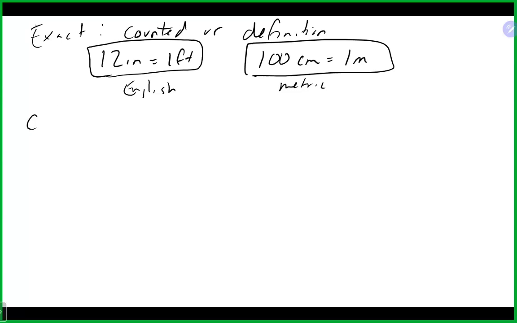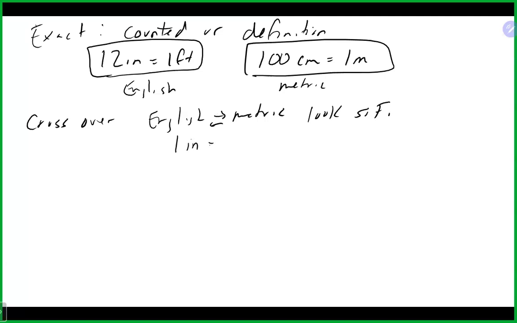So if you cross over from English to metric units or vice versa, whichever way you're going, you do need to look at the significant figures in those numbers. The one exception, or there's a couple that they use here, but one exception is 1 inch is equal to 2.54 centimeters exactly. So that is an exact conversion that they did want you to know.